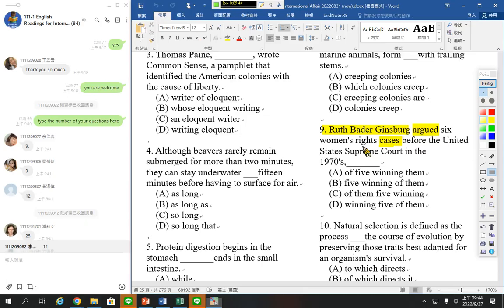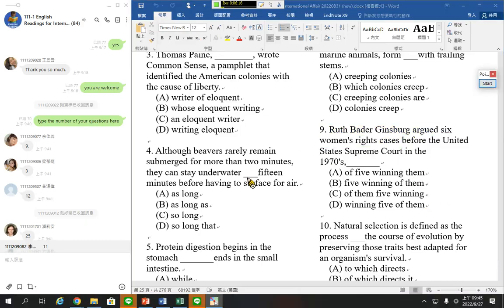Women's rights. How many? Six. Okay? So basically, starting from six, women's rights are used to modify cases. So they are modifiers. They cannot be the object. The only qualified object is cases. So now we have subject, verb, and object. All the others are modifiers. They are not so important, so they can be taken away. So this is number nine, and I will go forward to number three.